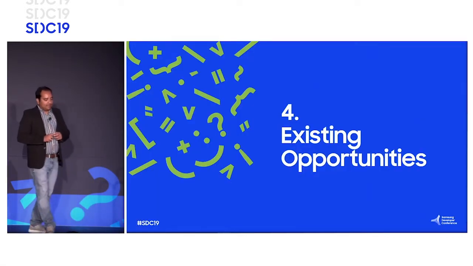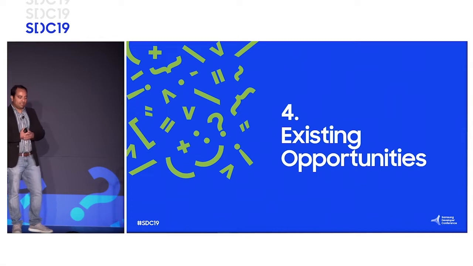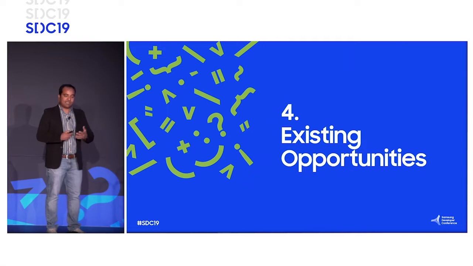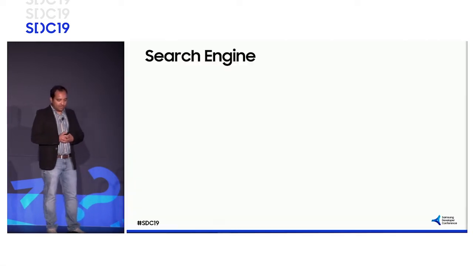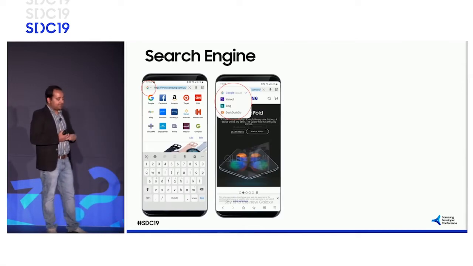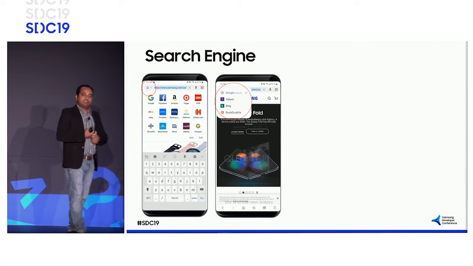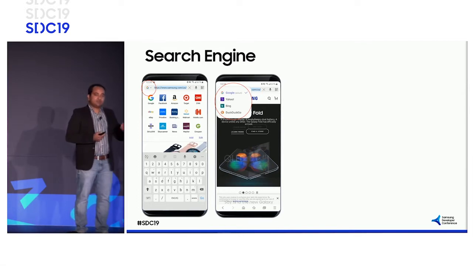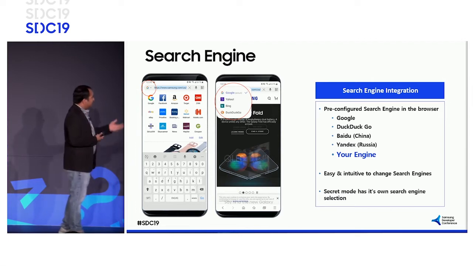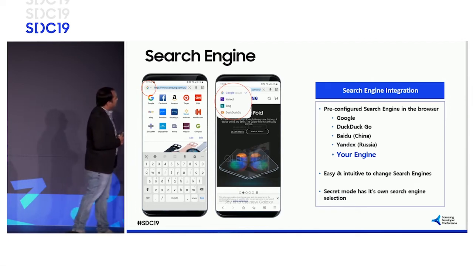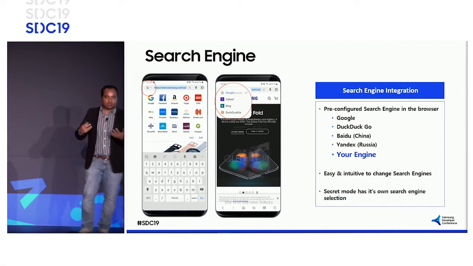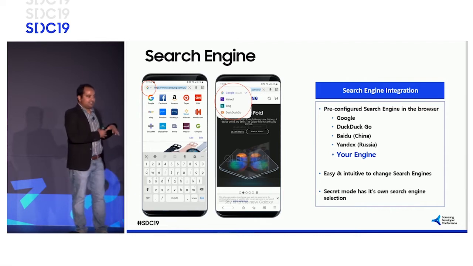All right, so let's quickly look at some existing opportunities we have on Internet already. This depends on the type of business and type of services you provide. For example, if you happen to have a search engine, we have a way to integrate search engines in the browser and make it very easy to switch the search engines. These are pre-configured and, like you see, very easy and intuitive for users to figure out and change. We also have a secret mode, which is our equivalent of, let's say, incognito mode, where the user can have a separate search engine if they would like to.